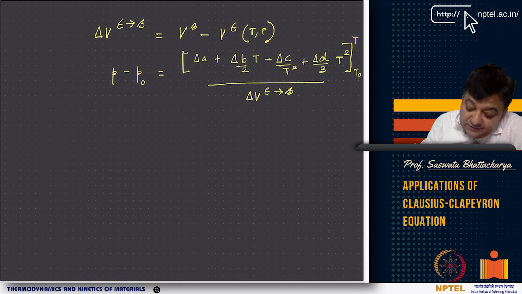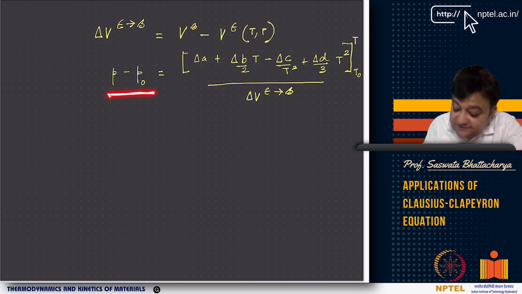So if I do that, then the relation just becomes, and delta V epsilon to beta is nothing but V beta minus V epsilon, which can be a function of temperature and pressure. But if we neglect that, this just becomes a constant, right? Because I told you that delta V in 1 minus T alpha can be neglected for a solid-liquid coexistence. So then this becomes P minus P naught.